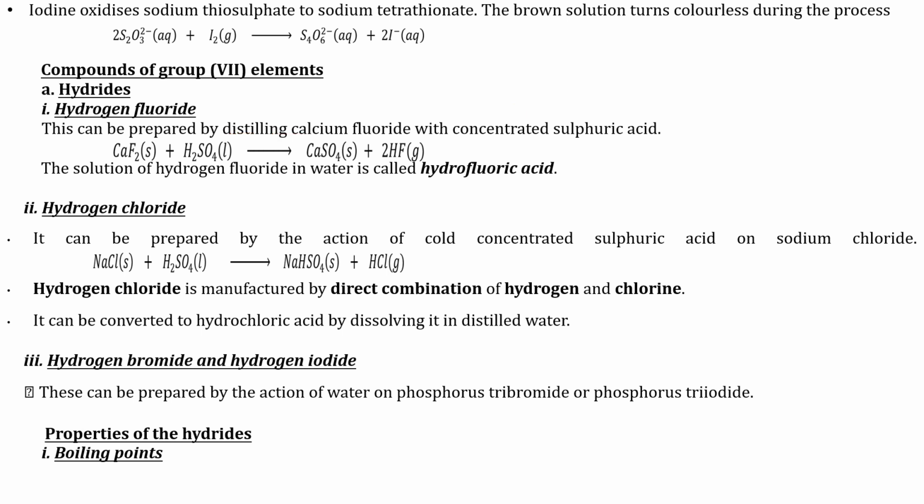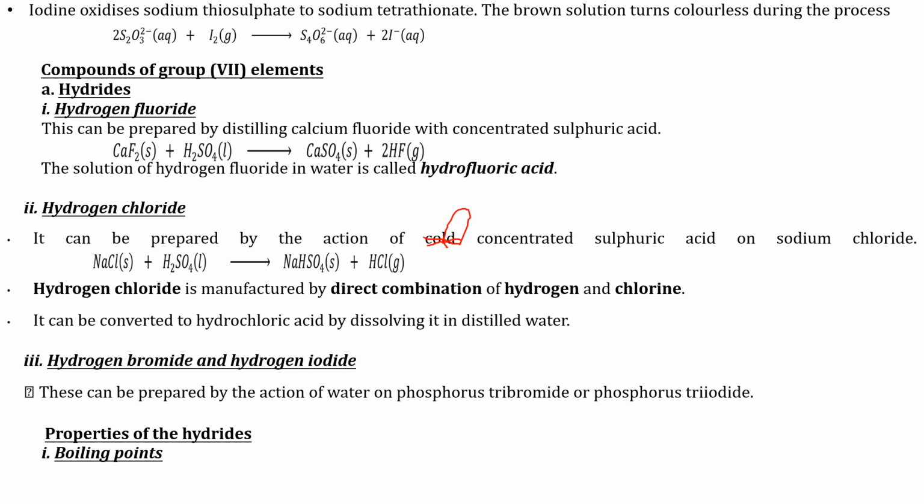Now let's proceed to the hydride of chlorine. The hydride of chlorine is called hydrogen chloride, and this in most cases is a gas. Now there are so many procedures of how we can prepare hydrogen chloride gas, but one of the major ones and the most acceptable is by using brine or sodium chloride with concentrated sulfuric acid. But this concentrated sulfuric acid must be cold.